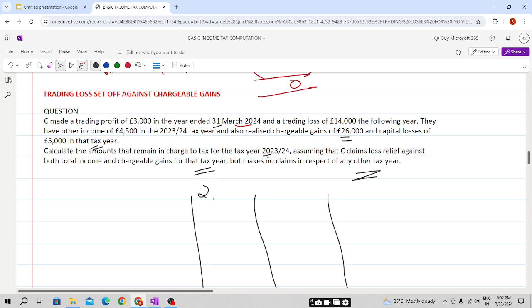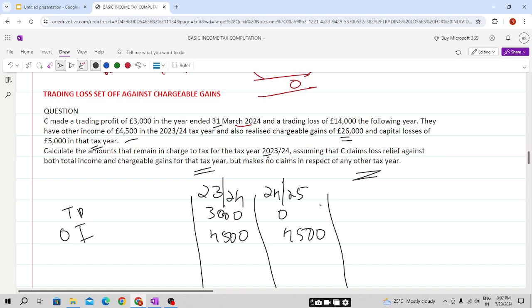23-24 and a trading loss of 14,000 the following next year. So following next year will be 24-25. So the trading profits are 3,000 and here we have a loss, and other income they have mentioned 4,500. I hope this is clear.